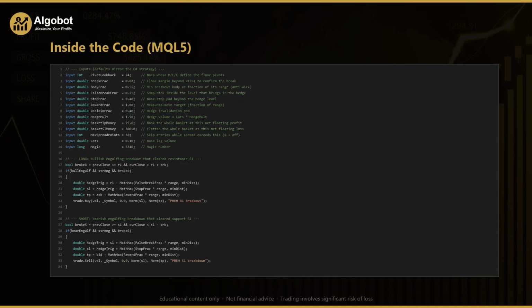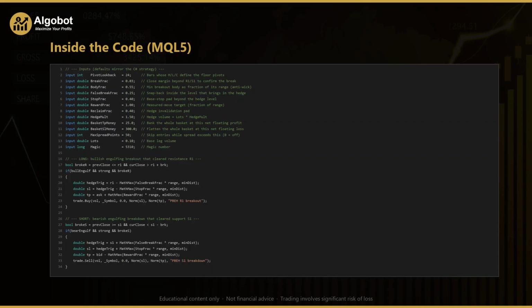The Boolean broke R checks two things: that the previous close was at or below R1, and that the current close pushed above R1 plus the break margin. When that is true, and we also have a bullish engulfing and a strong body, the code computes the hedge level, the stop below it, and a measured move target above the current price, then calls trade.buy with that volume, stop, and target. The short block is the mirror image.